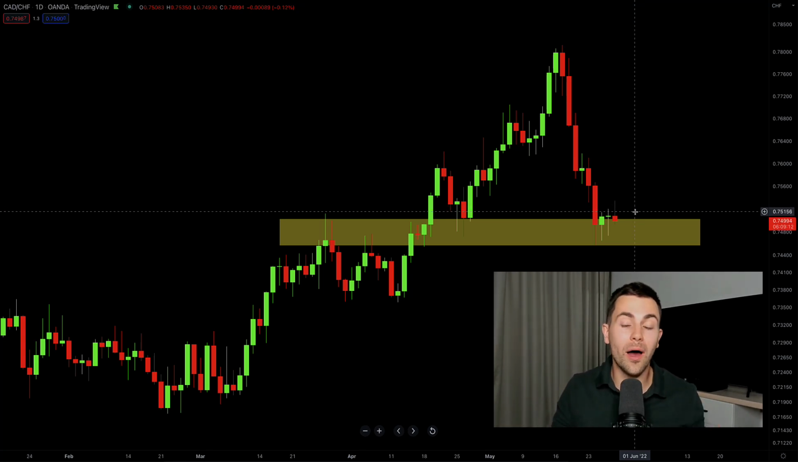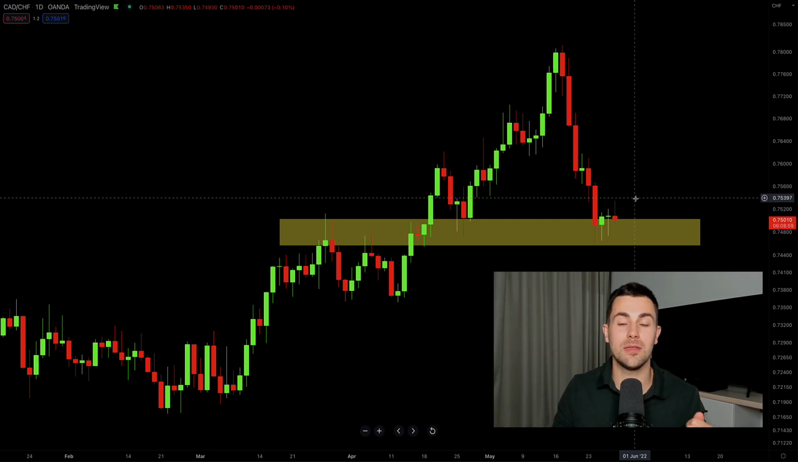And once the price is approaching a key level, only then you should look for price action patterns for trading on lower time frames. So let's check where do we see the triangle.